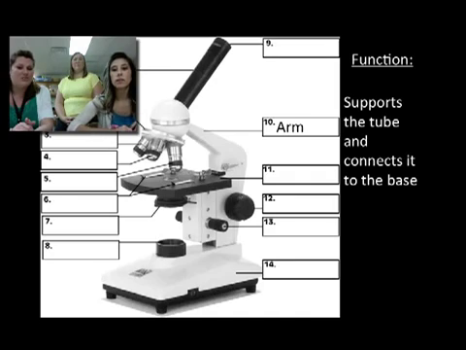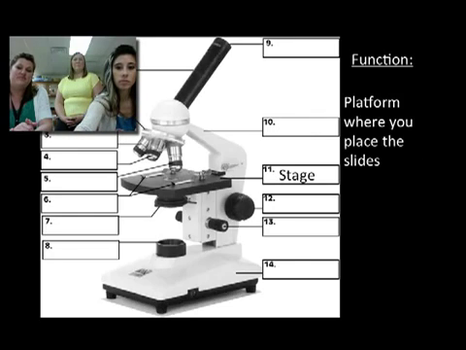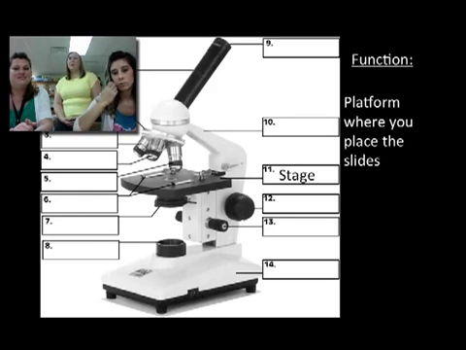And this is the arm. This is the arm we also spoke about in the previous video, in which you're supposed to hold one hand to pick up and one hand on the base. So that is the arm. It supports the tube and connects it to the base of the microscope. All right, here's your stage. This is the platform where you place the slides. If you're using something that is wet and you get a little moisture on the stage, please dry it up.